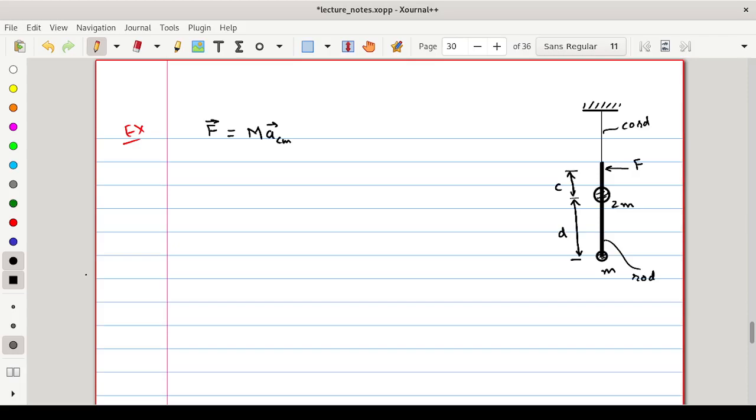Then we can write F is equal to the total mass, m plus 2m, times a. So this is the acceleration of the center of mass. So a_cm is equal to F over 3m. So this is the x component.